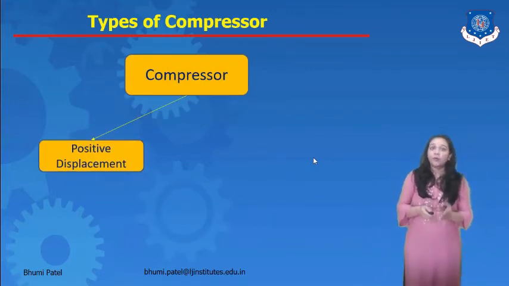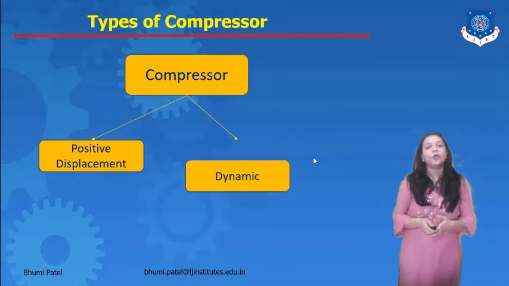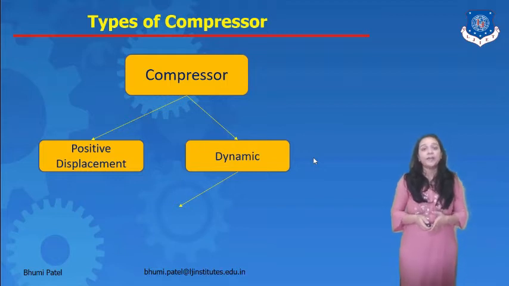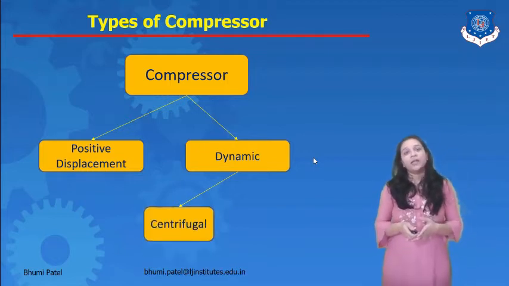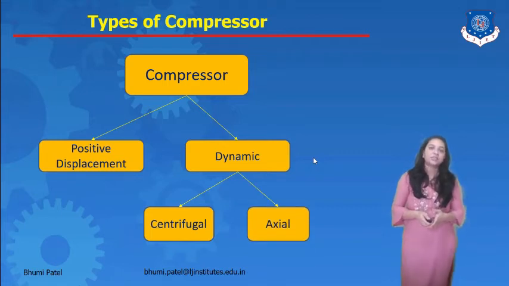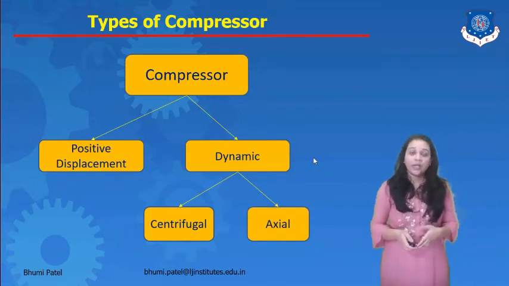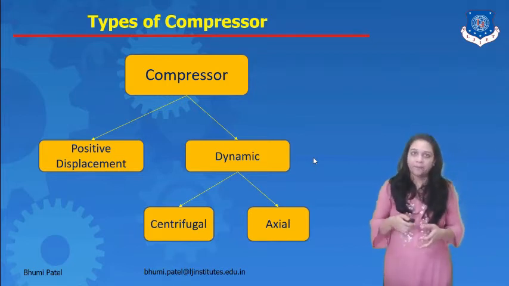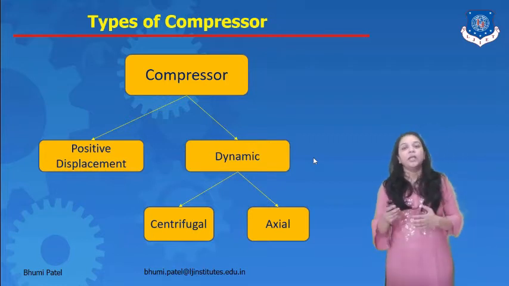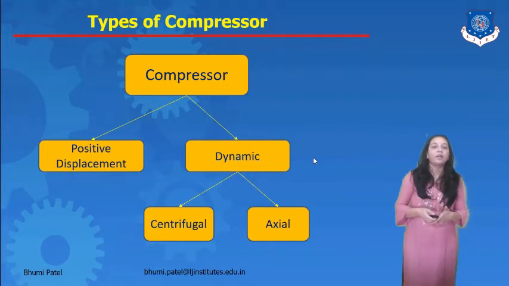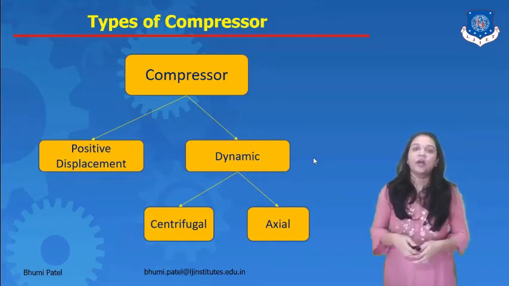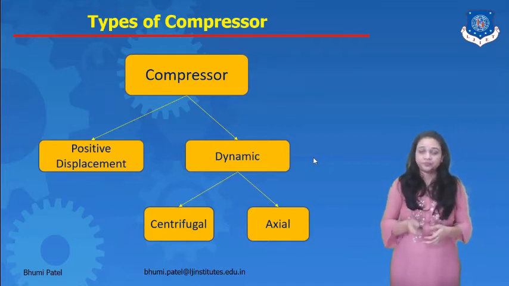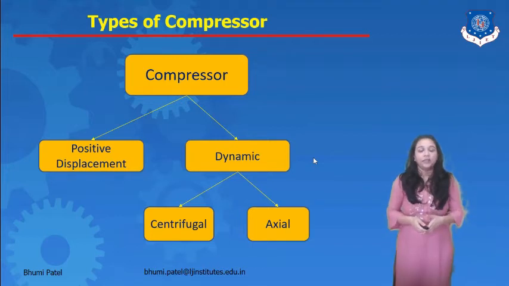Now the next one is the dynamic compressor. Compressors mainly have two types, positive displacement and dynamic. In the dynamic compressor we have two types: the first one is the centrifugal compressor and the next one is the axial compressor. So compressors are classified into many types depending upon the application and the requirement of the instrument. We connect different types of compressors in the instrumentation system. We will study them one by one in the next slides.